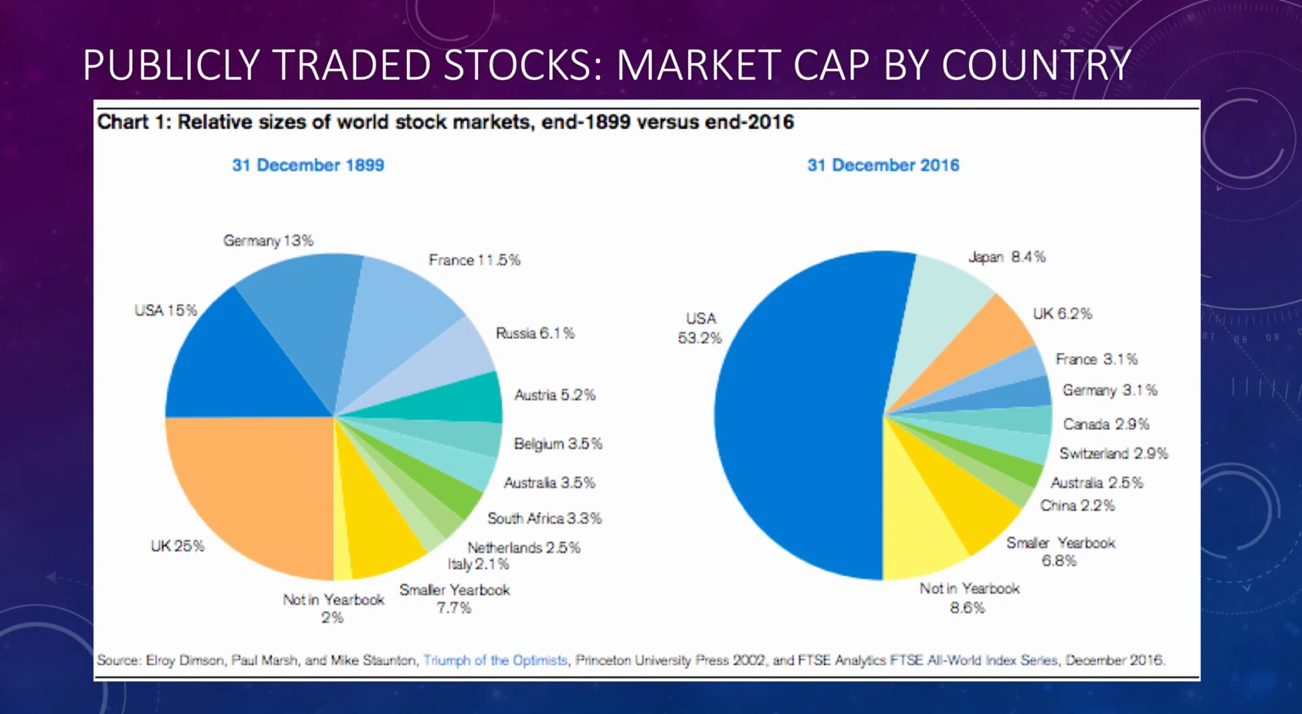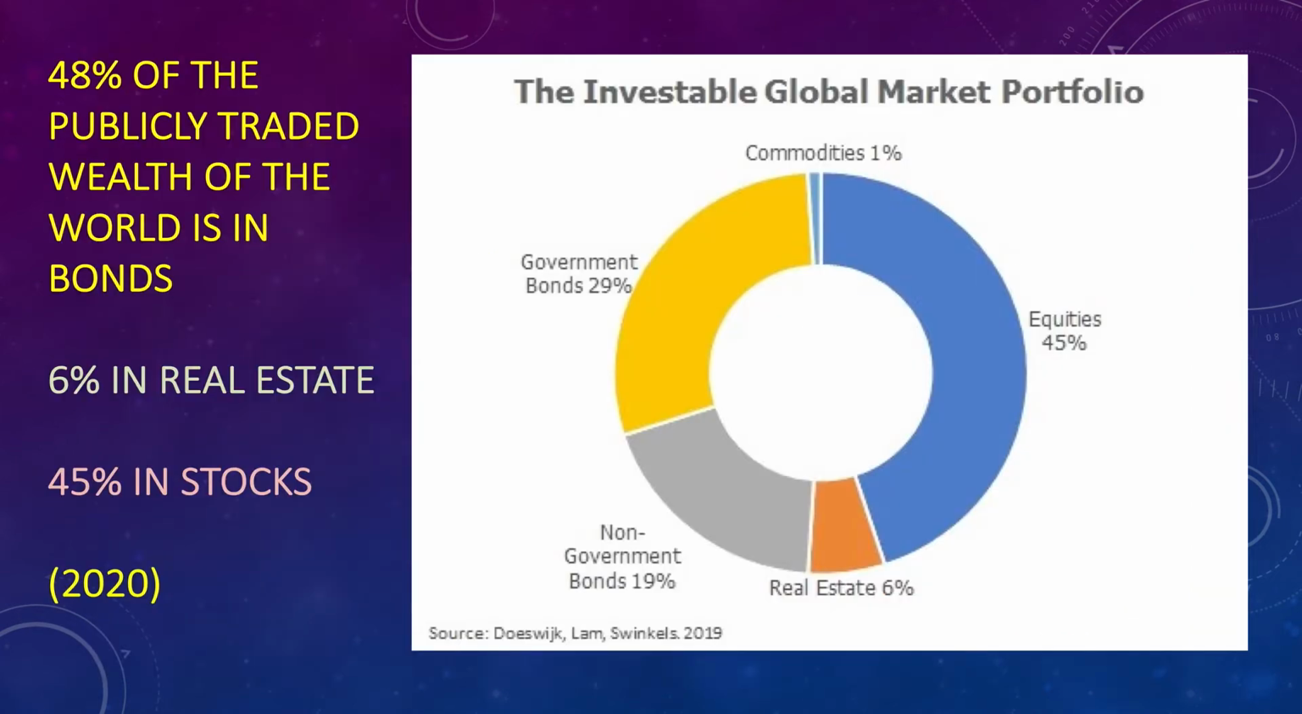All right. If we go back more than a century to 1900 and we look at this, the United Kingdom was the big leader at that point. USA, 15%, Germany, 13%, then France, Russia, and Austria, not showing up later, Belgium, Australia was still there, South Africa was there, Netherlands, Italy, and the like. So basically, countries' economies have grown and shrunk, but also the value of the publicly traded stock has changed over time.